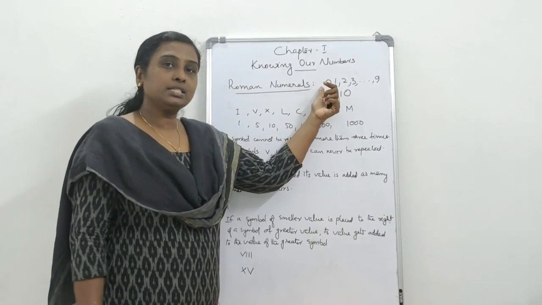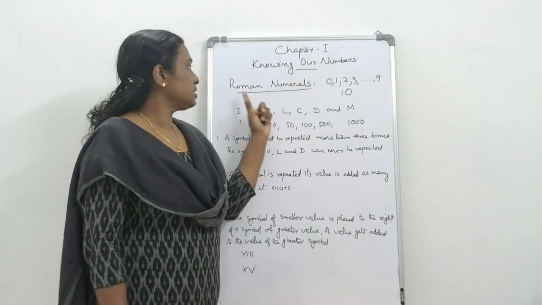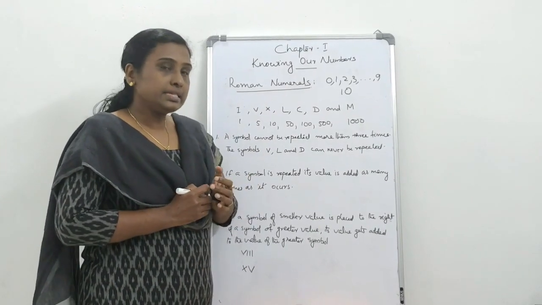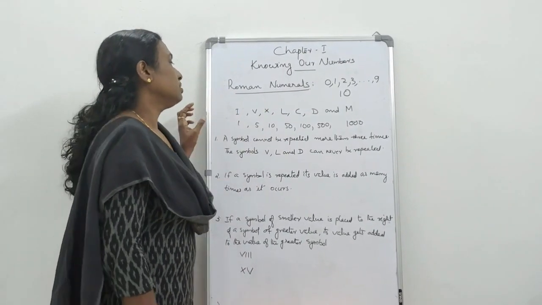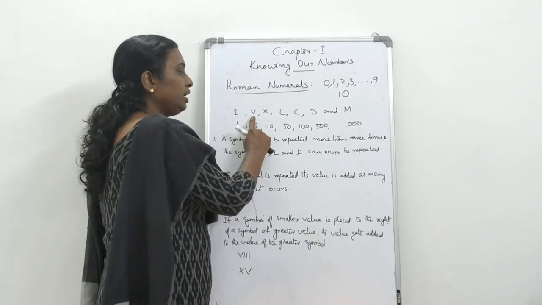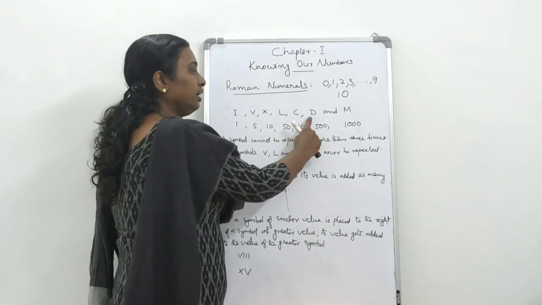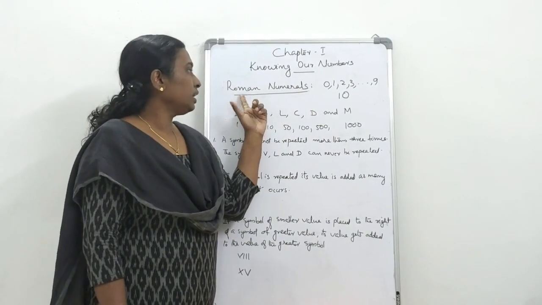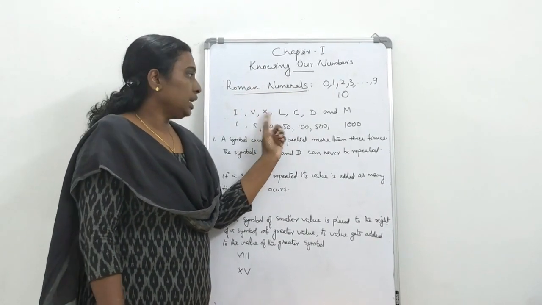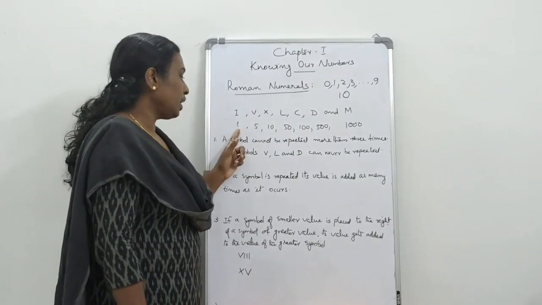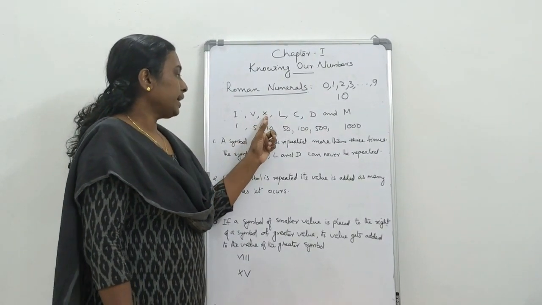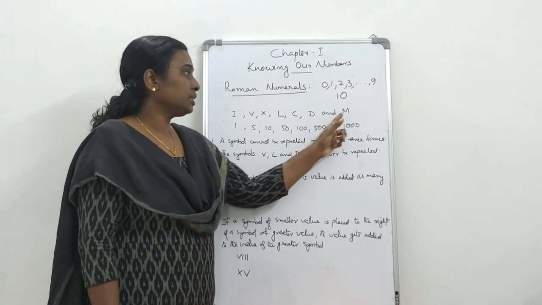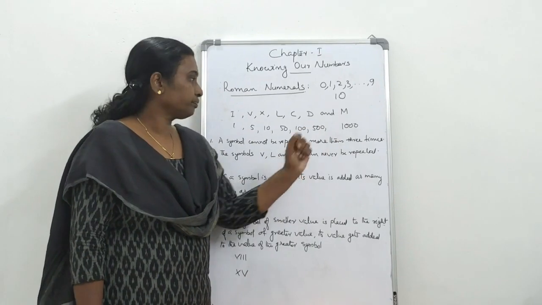One of the early systems of writing numerals is the system of Roman numerals. In this system, we use the symbols I, V, X, L, C, D and M. Seven symbols are used for writing Roman numerals. These symbols represent I for 1, V for 5, X for 10, L 50, C 100, D 500, M 1000.